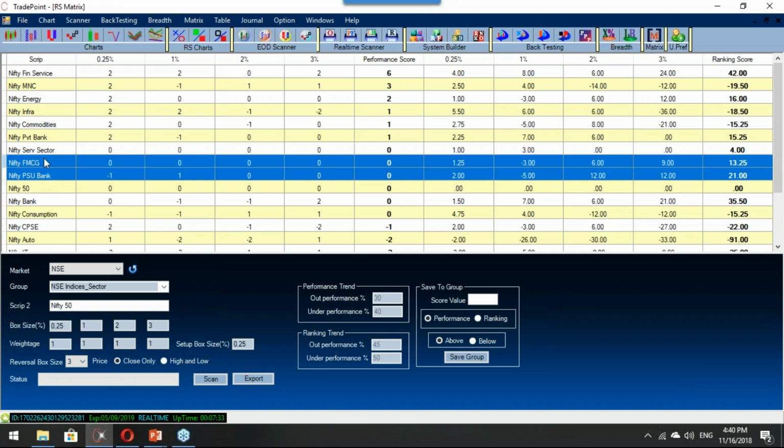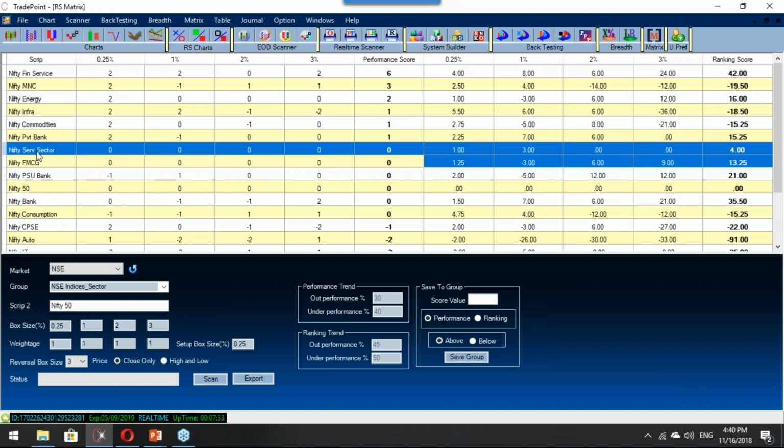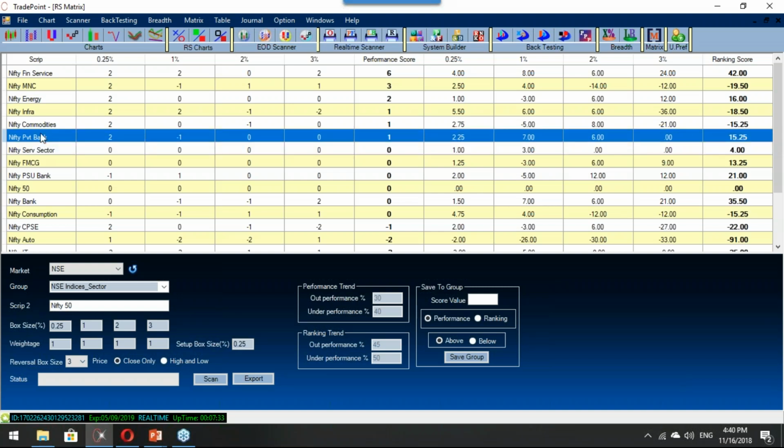So the interesting sector here is the FMCG sector, wherein the score is zero across all box sizes, and of course services sector too. Private sector banks, I think, are turning around. In the lowest box size, the score is 2, and in the bigger box sizes the score is 0. So it is trying to get into an outperformance cycle.